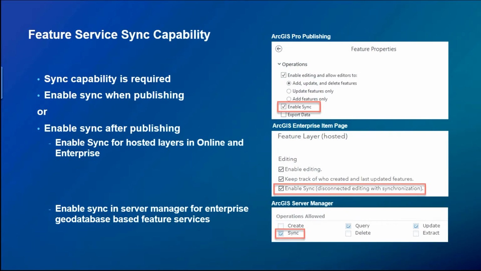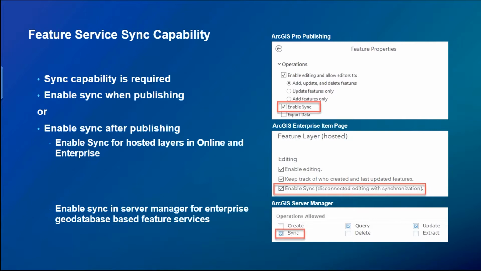Okay, so in order to use feature services in sync, you need to enable the feature service sync capability. So you do that during publishing. During your publishing process, in the screenshot on the upper right, you'll have an enable sync option when you're publishing your feature services. Now, say you forgot to enable sync. Well, that's okay. You can still enable it afterwards.